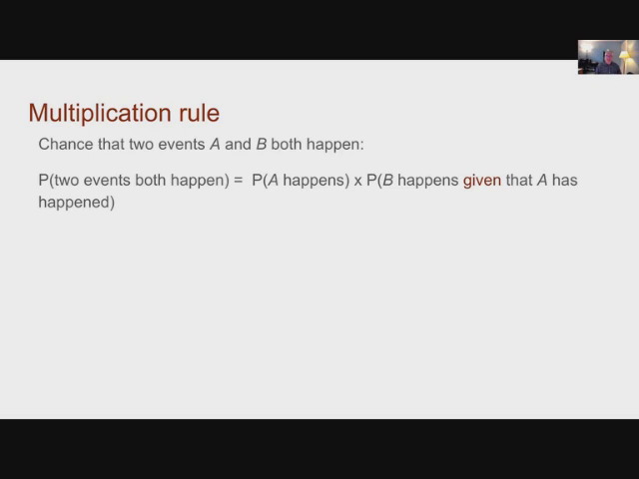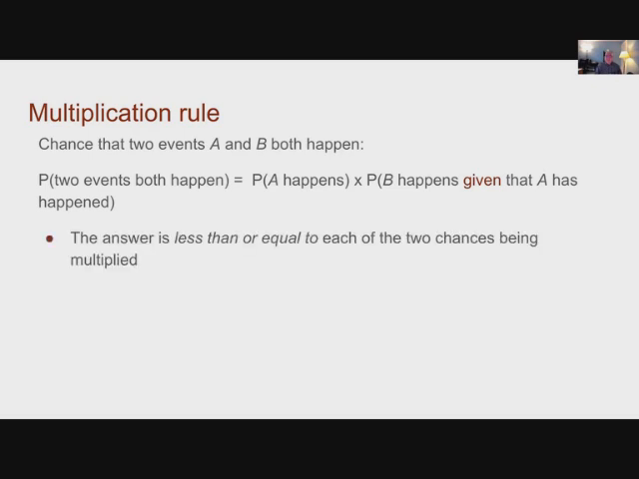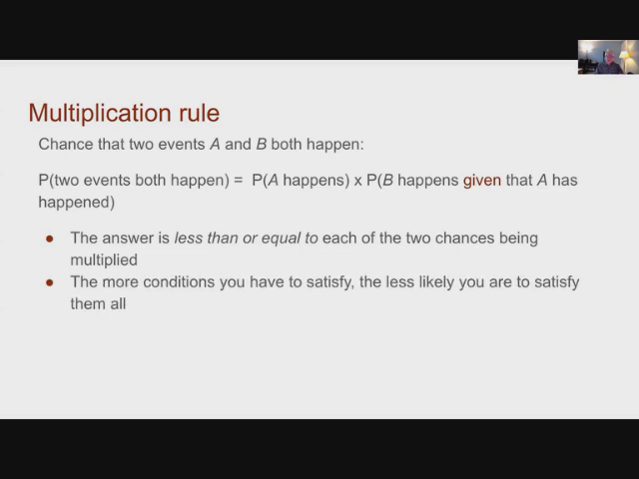One insight you can glean from that is that probabilities all go between 0 and 1, and we're multiplying these two probabilities together, so the answer is always going to be less than or equal to the probability of each of the events happening individually. And so the idea here is that as you have more and more events that all have to happen, the probability that all of the events will happen becomes less likely, as it becomes harder to satisfy them all.